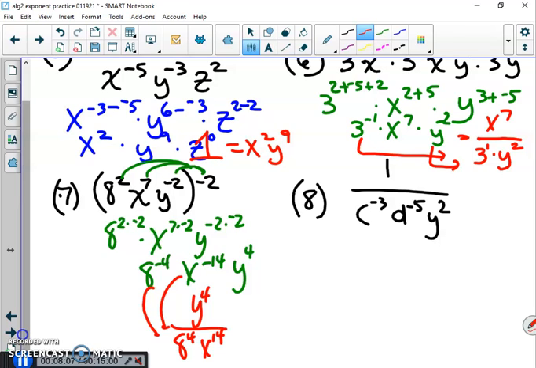For the last problem, there is nothing to subtract. There's no c in both the numerator and denominator. There's no d in both numerator and denominator, same with the y. And we have nothing to combine like in problem 6, and we don't have any parentheses.